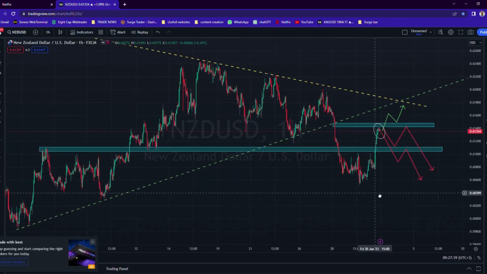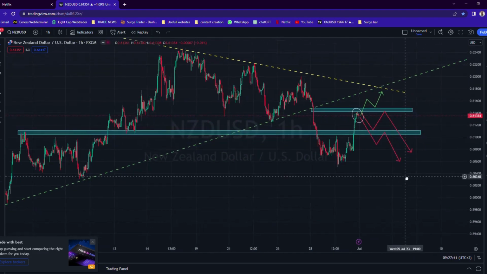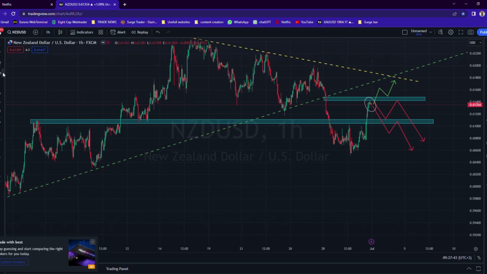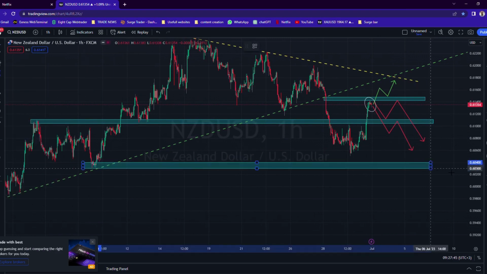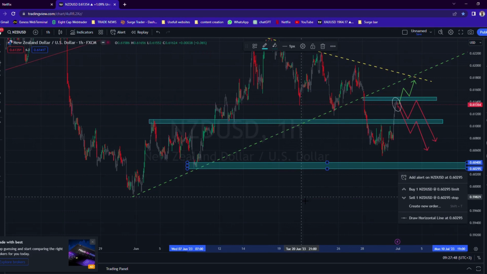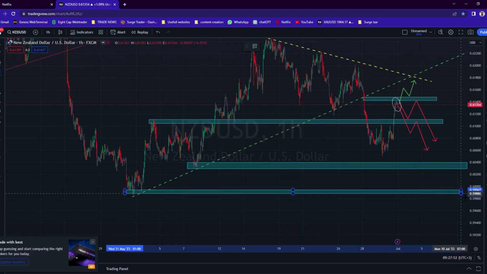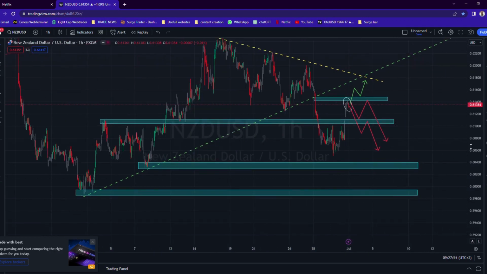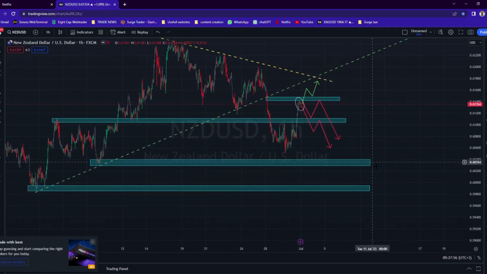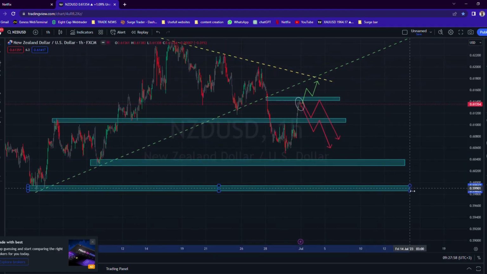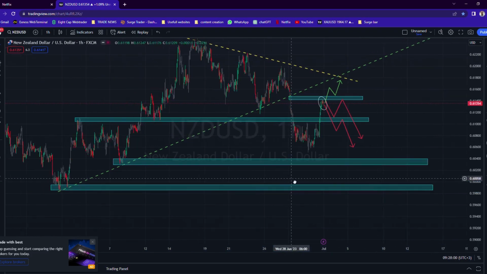We have some key price zones right here. Let's see. So right here is one of the first zones. This is a key level, and this is a key level too. So these are the key levels we are looking at on New Zealand USD. These are the two key levels we are looking at.